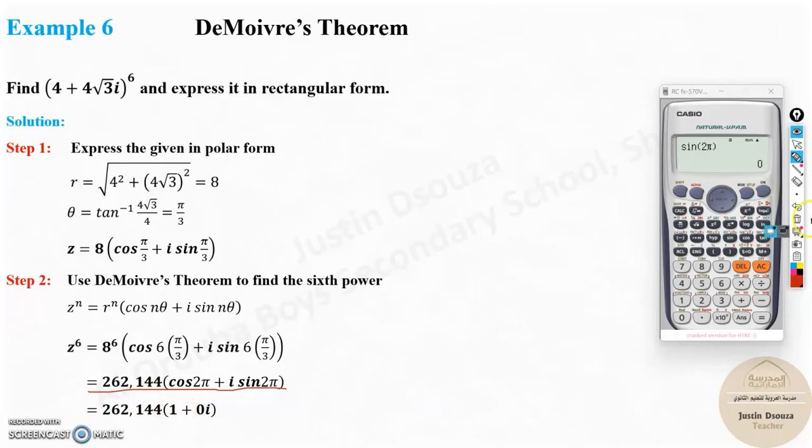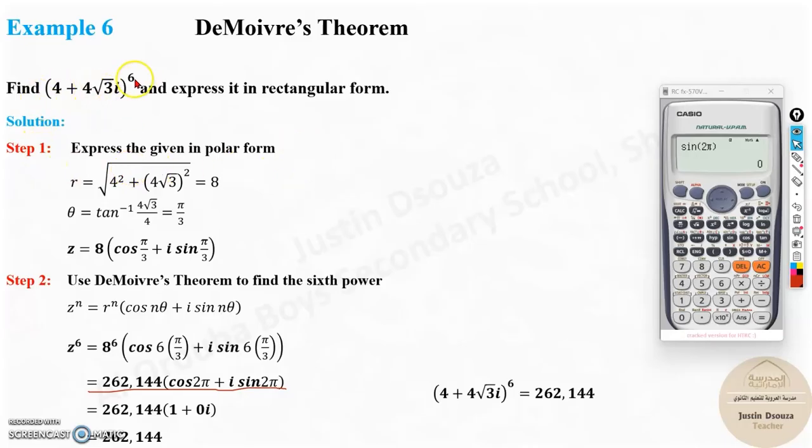Now multiply this 262,144 inside. When you multiply over here, it'll be 262,144. When you multiply anything with 0, it's 0. That means there's no imaginary part. So your remaining answer is this. So if you want to expand (4 plus 4 root 3 i) whole power 6, this would be your answer, 262,144.